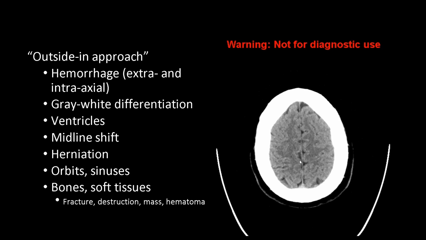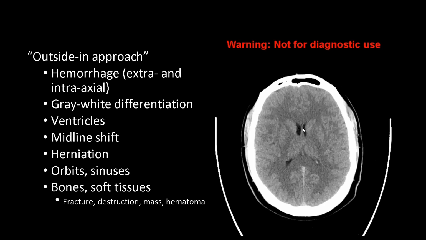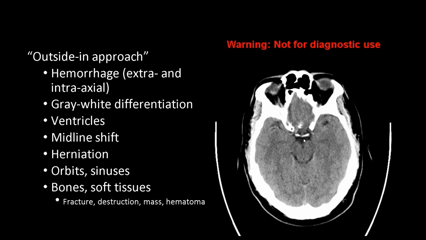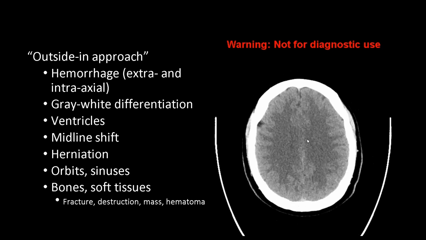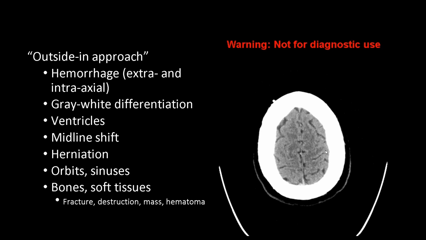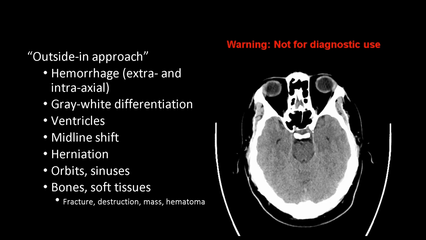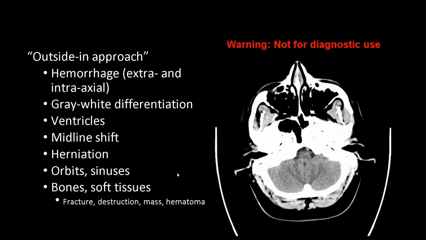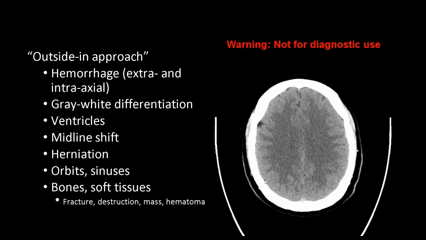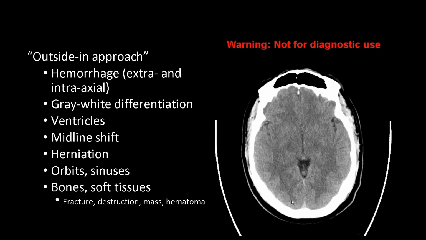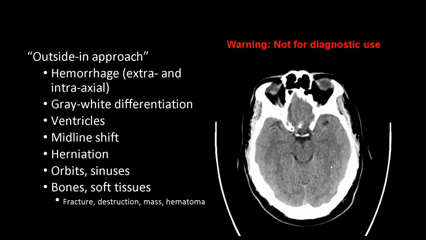We talked about midline shift and assessing if the falx and septum pellucidum are nicely in the midline. We talked about herniation, which we'd see as obliteration of the basal cisterns. In this case, they're all nicely preserved. We also want to look at the sulci to make sure that those are preserved as well. We talked about looking at the orbits and sinuses for fracture, mass, hematoma, asymmetry, proptosis. And we talked about looking at the bones and soft tissues for any traumatic findings or any incidental destructive findings like bony destruction, a mass, or any hematomas in the soft tissues.